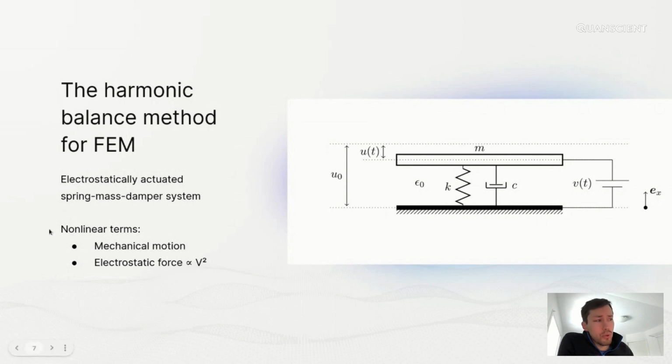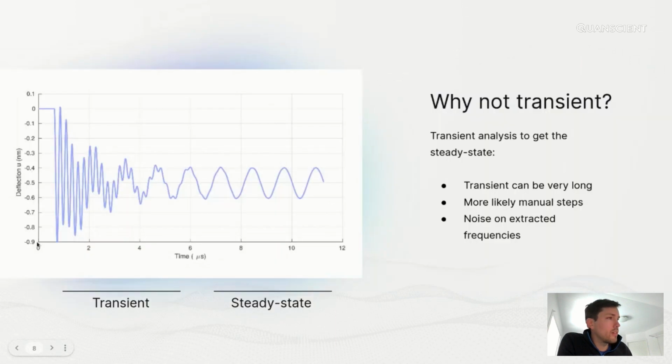Now, this is a nonlinear problem because the electrostatic force depends on the square of the voltage, and as the membrane moves up and down, the electric field strength increases or decreases. Now, if you apply a voltage here, a DC bias plus a small AC oscillation around it, you will see that you have two parts of the response.